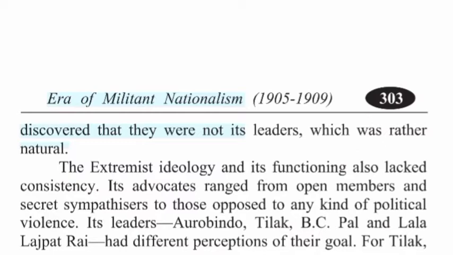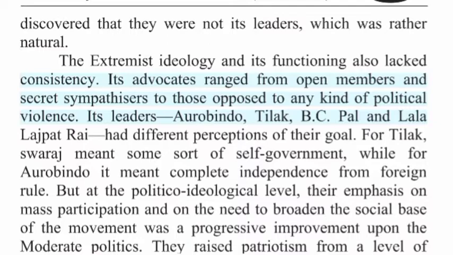The extremist ideology and its functioning also lacked consistency. Its advocates ranged from open members and secret sympathizers to those opposed to any kind of political violence. Its leaders, Aurobindo, Tilak, B.C. Pal and Lala Lajpat Rai, had different perceptions of their goal. For Tilak, Swaraj meant some sort of self-government, while for Aurobindo it meant complete independence from foreign rule.